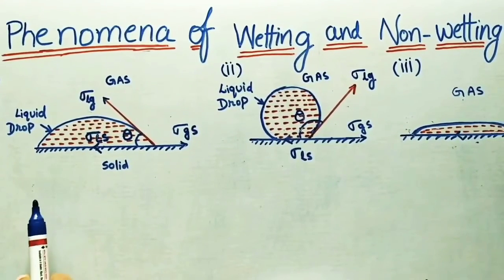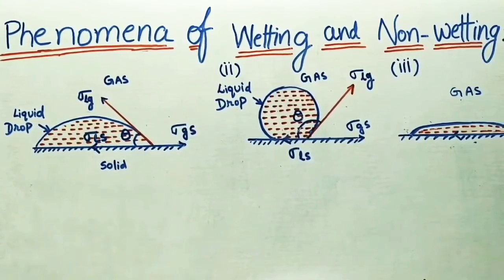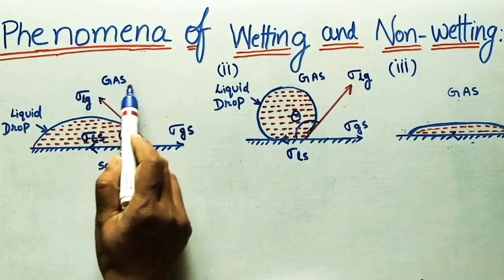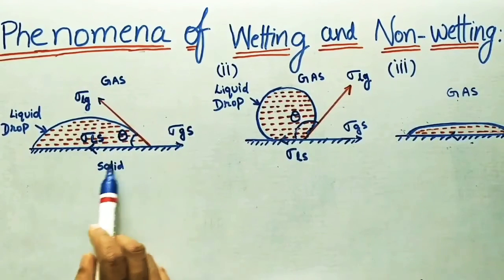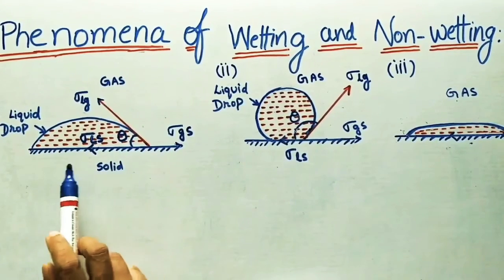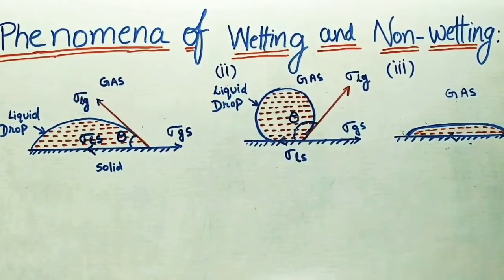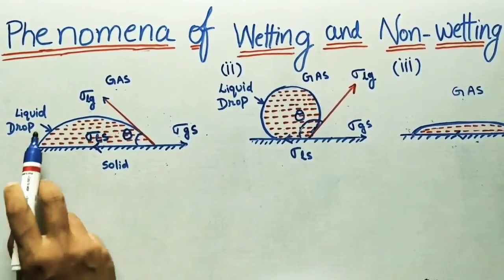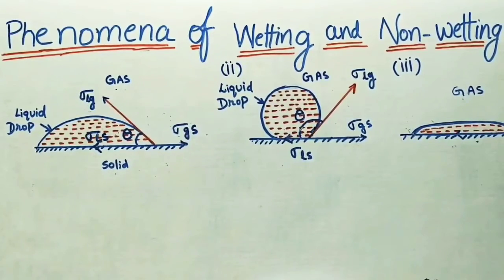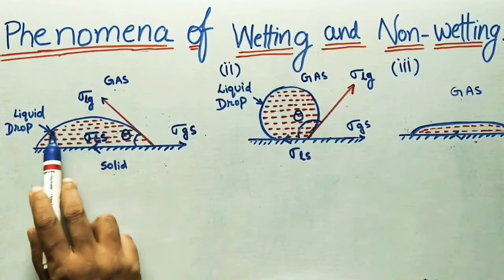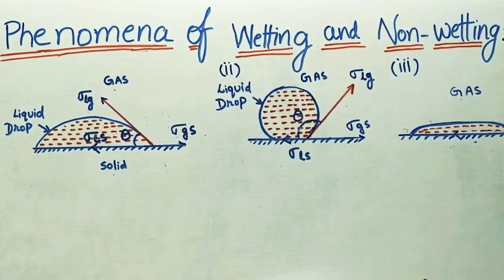Take the first one. In it we are taking the liquid drop in this shape. Here we are taking the gas, and this surface is a solid surface. On this solid surface this liquid drop will form. Now, how many mediums are there in the liquid droplet forming on this solid? There are three mediums: gas above this drop, here the liquid, here the solid.